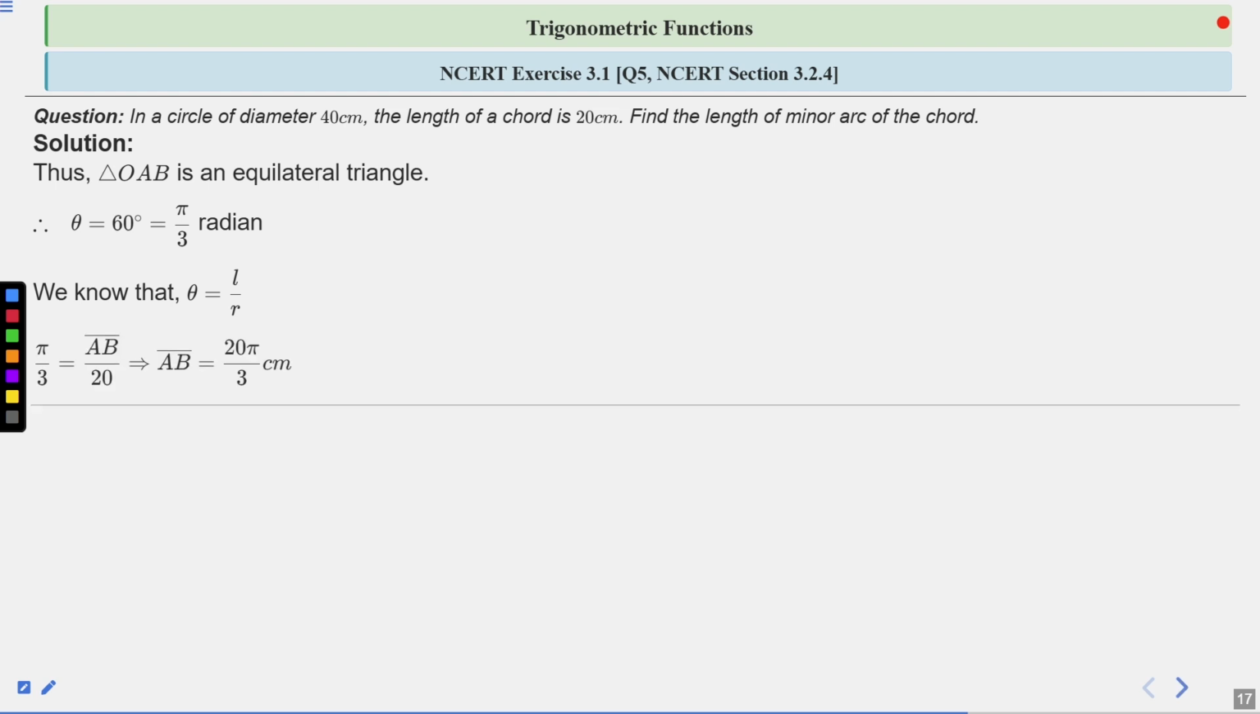So pi by 3 is equal to arc AB upon 20, right? So the value of arc AB will be equal to 20 pi upon 3 centimeter. So the correct answer of the given question is 20 pi upon 3 centimeter. Okay, let's move to the next question.